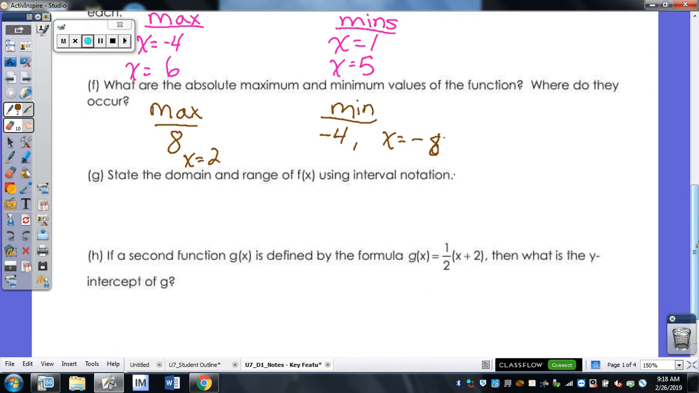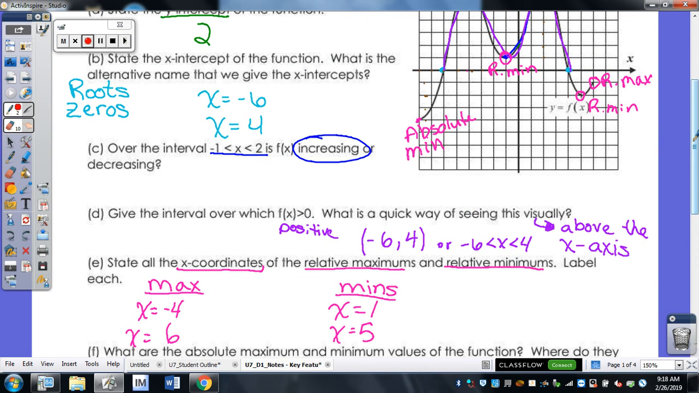State the domain and range of f of x using interval notation. So domain, those would be our x's. So we've already figured out my furthest most left x value. That is a negative 8. So then over here we go all the way to 1, 2, 3, 4, 5, 6. So our domain goes from negative 8 to 6.